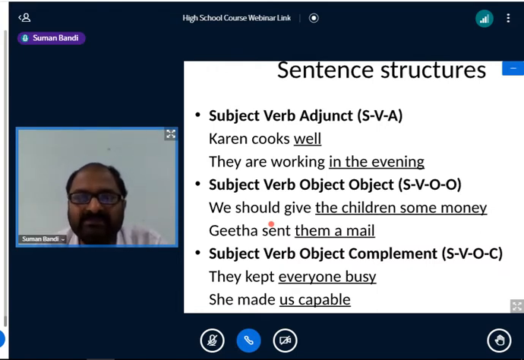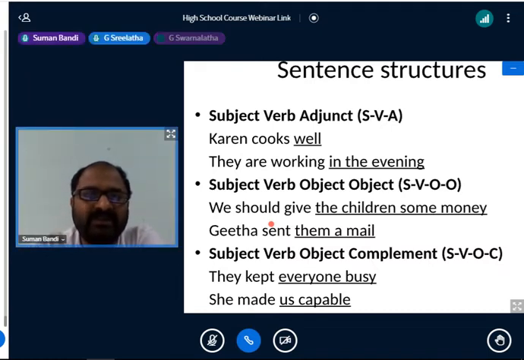Okay, the last and different among the basic sentence structures is the object complement, as I said. SVOC. It's the same complement, but why are we talking about it differently? Complements usually refer to subjects most of the time. Very rarely they refer to objects also. In such a case, we call it an object complement. Simple. It means that the noun or adjective is referring to the object rather than the subject. So, if you can see the example here, they kept everyone busy. Now, busy is the adjective here, which is a complement. Now, does busy refer to they or everyone? Just notice and tell me.